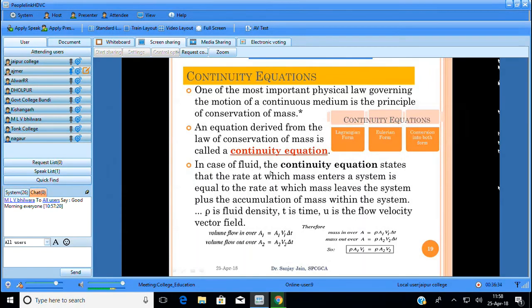In the case of fluids, the continuity equation states that the rate at which mass enters the system is equal to the rate at which mass leaves the system plus the accumulation of mass within the system. This is the mass incoming to the system and this is out of the system. So in mass preservation, these should be equal.